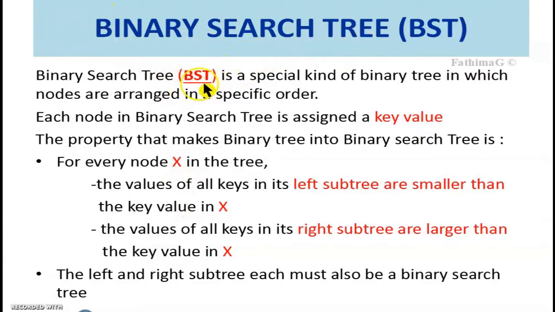Binary search tree, referred as BST, is a special kind of binary tree in which nodes are arranged in specific order. Let us assume each node in a binary search tree is assigned a key value. The property that makes the binary tree into binary search tree is that for every node X in the tree, the values of all the keys in its left subtree are smaller than the key values in X, and the values of all keys in the right subtree are larger than the key value in X. Then the left and the right subtree each must also be a binary search tree.